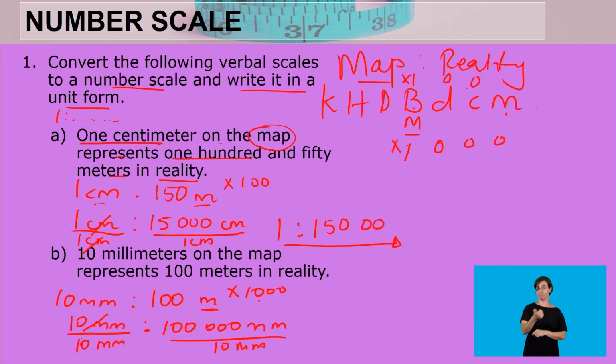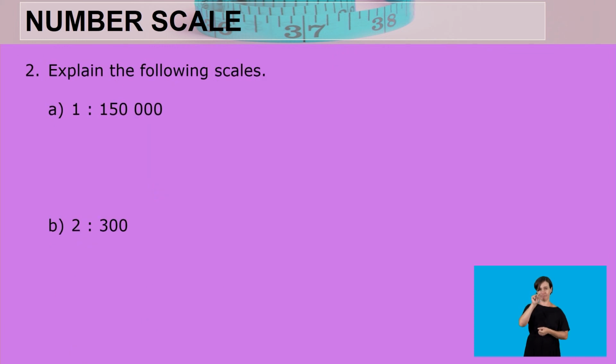So 10 millimeters divided by 10 millimeters will give us 1 is to what is 100,000 millimeter divided by 10 millimeter. So a 10 will go just once into this. It will cancel just one 0 in this 100,000. So we are left with 10,000. So the scale is 1:10,000. Then we move on to the next question.